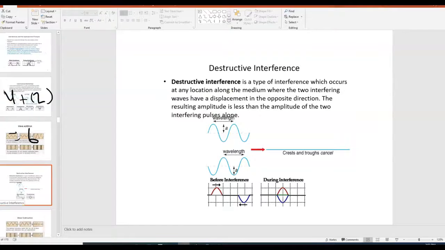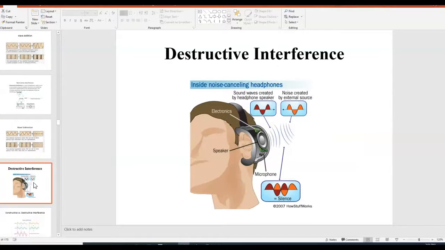Not to be confused with destructive interference. Remember, deconstructive interference is not a thing. Destructive interference always involves some type of cancellation. So down here you can see two wave pulses going towards each other. When you add 1 plus -1, you get 0, right? The two waves cancel each other out. That's destructive interference.